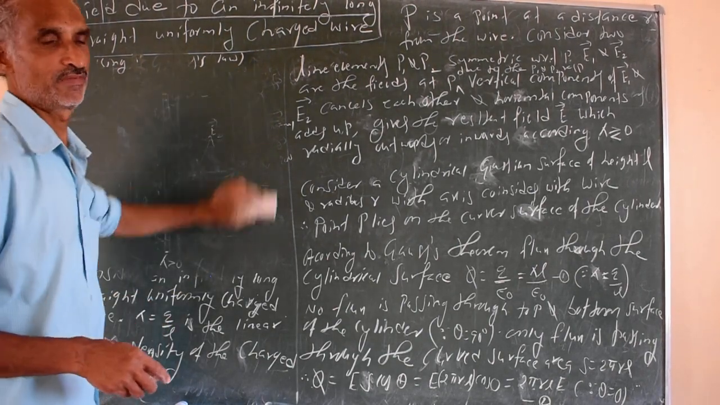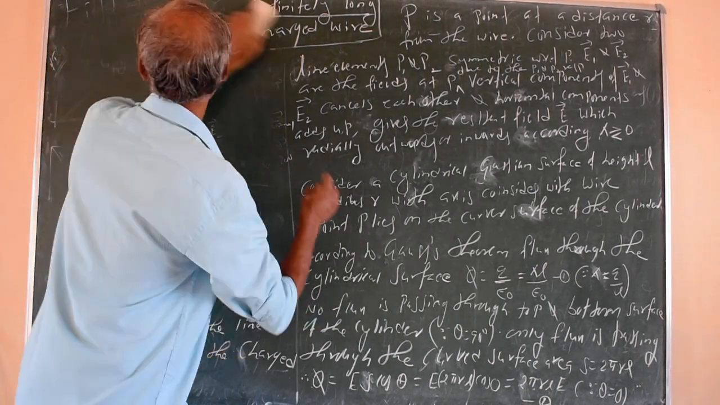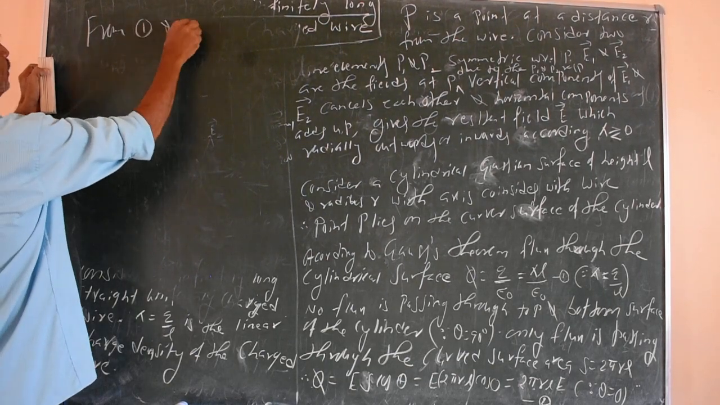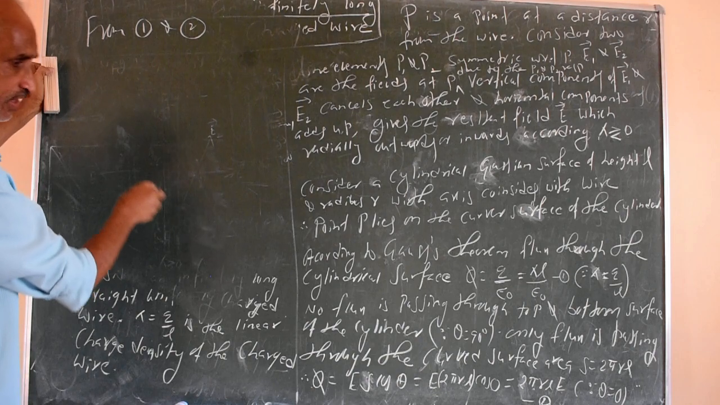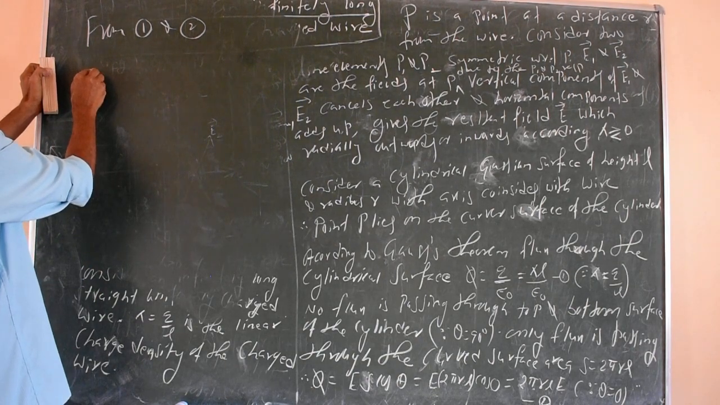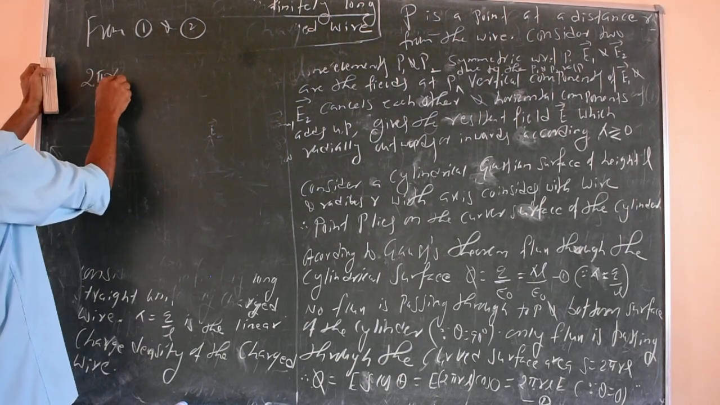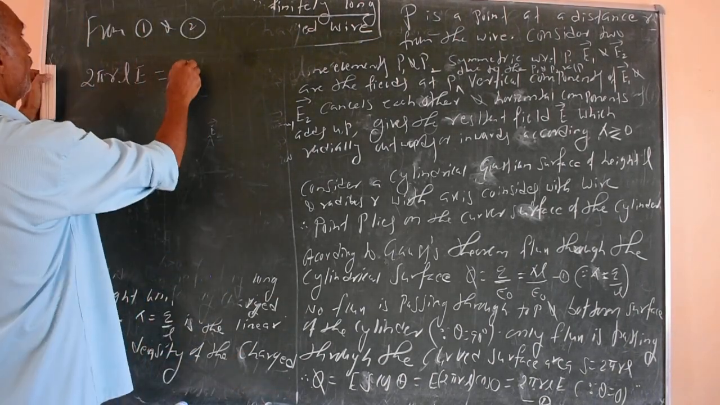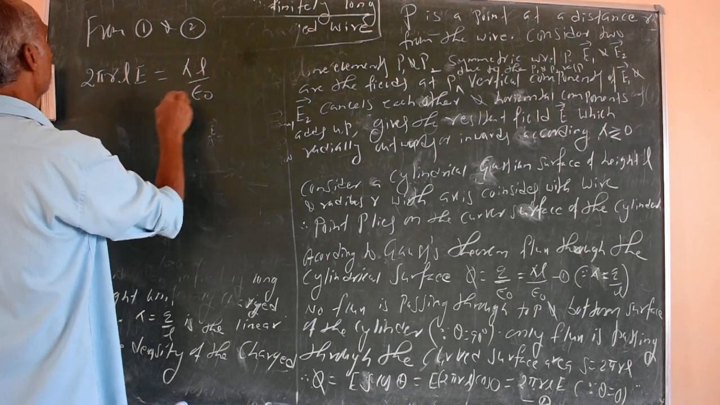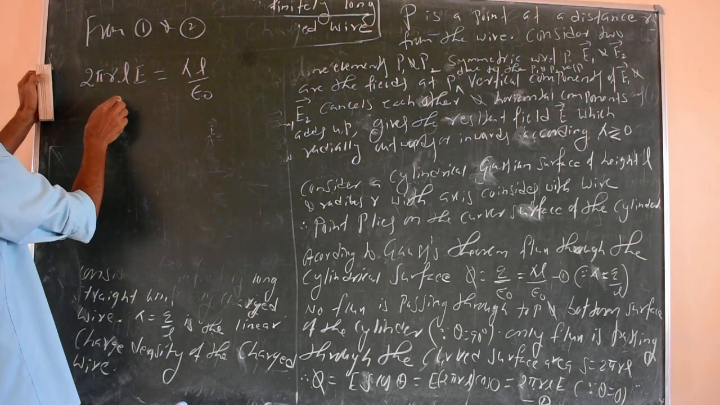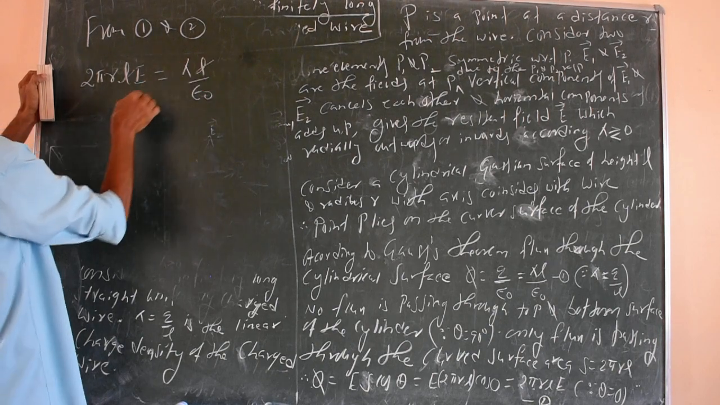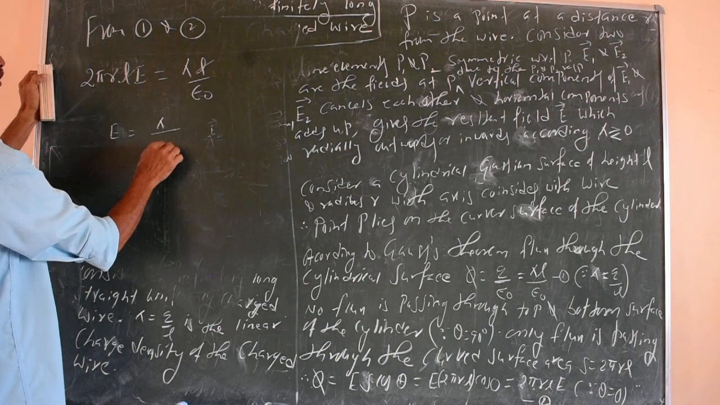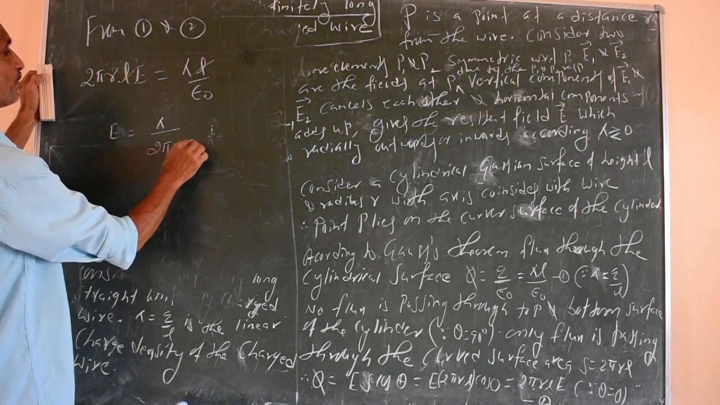These diagrams given on the left and right are not necessary. From 1 and 2, both are phi, now let us take 2 first. I want E, so the expression for E: 2 pi R L into E is equal to lambda L upon epsilon. Lambda L cancels. Therefore, E is equal to lambda upon 2 pi R epsilon.